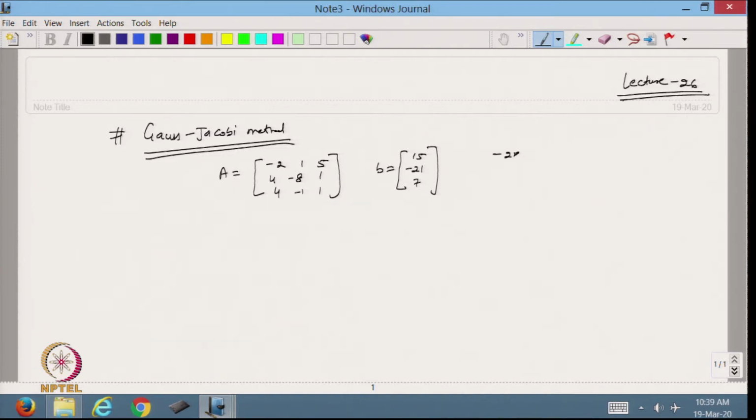-2x1 plus x2 plus 5x3 is equal to 15, 4x1 minus 8x2 plus x3 is equal to -21, and 4x1 minus x2 plus x3 is equal to 7. So in this case I want to see whether this matrix is diagonally dominant or not. From here I can see that this part is even less than the sum of this, so it is not diagonally dominant.